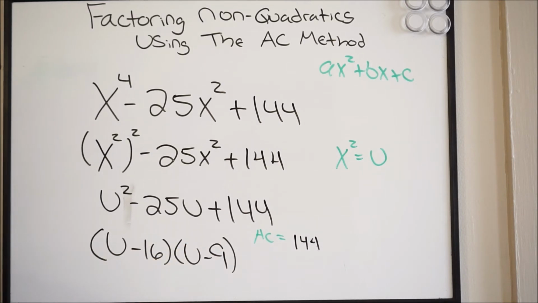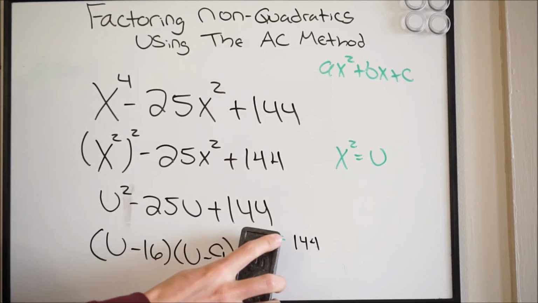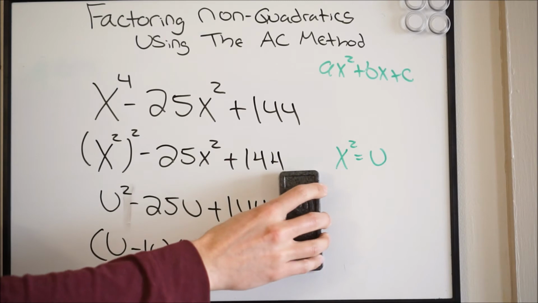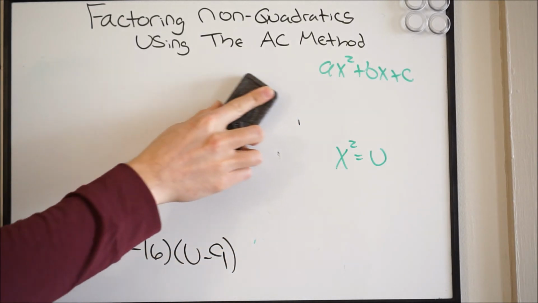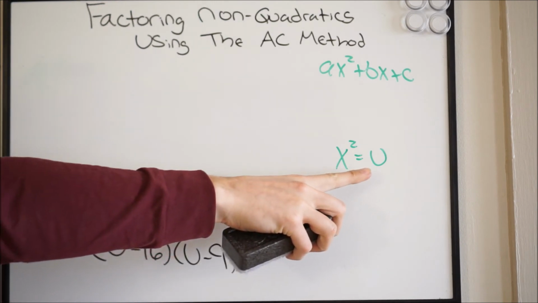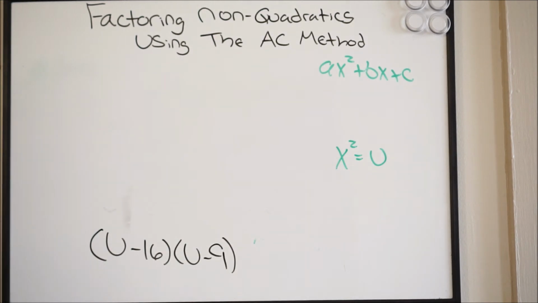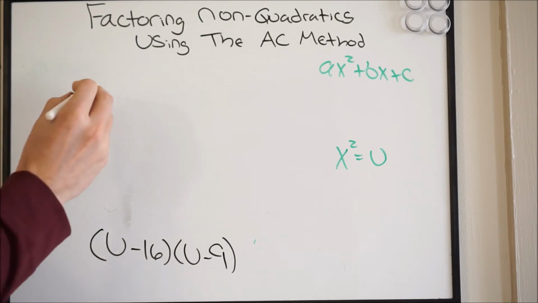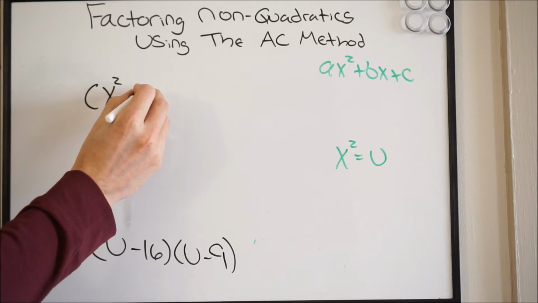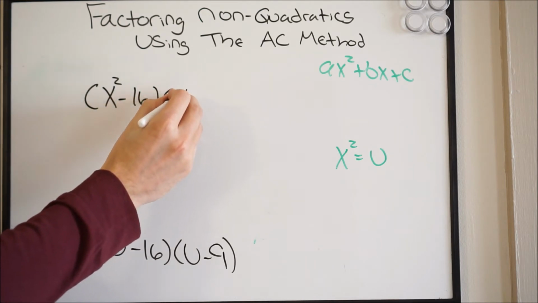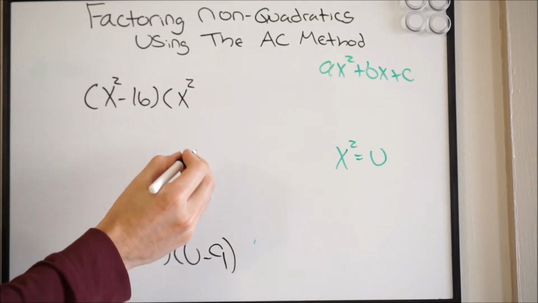Alright, looking at this, let's erase this work right here. Let's refer back to what we called u. We said u is x squared. Well, let's replace the u now with x squared and see what happens. So x squared minus 16, and now x squared minus 9.